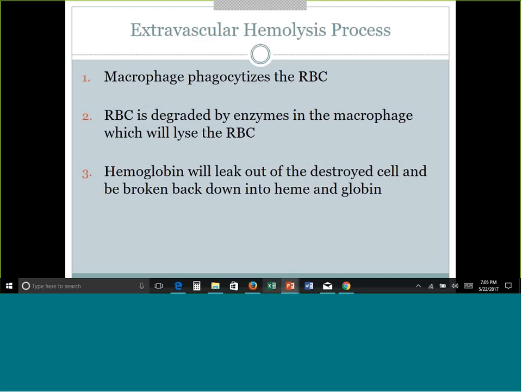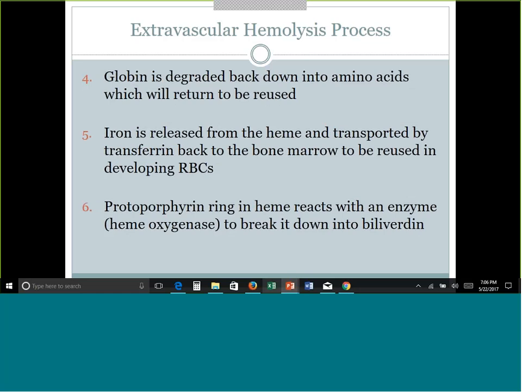Those macrophages will take in the red cell, phagocytize it, and break it down, and basically we're going to break this red cell back down to its parts. When the red cell gets degraded inside the macrophage, that will lyse it open. Hemoglobin is going to come out of the red cell, and we're going to break that hemoglobin back down into heme and globin, so it separates back into its 2 parts. Your globin is originally made of amino acid chains, so your globin chains will break down into the amino acids they're made of, and those amino acids will float off and be reused in our body for other things.